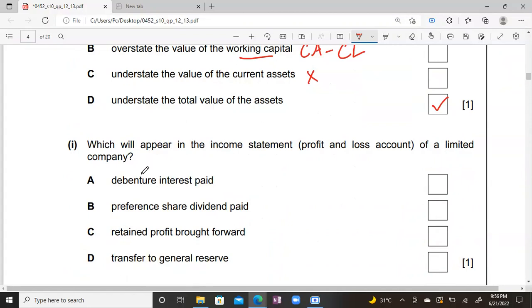Next, which will appear in the income statement, profit and loss account of a limited company. So we have four options: debenture interest paid, preference share dividend paid, retained profit brought forward, and transferred to general reserve. So which will appear in the income statement? Definitely debenture interest paid. So this is your right answer. This is included in the income statement.